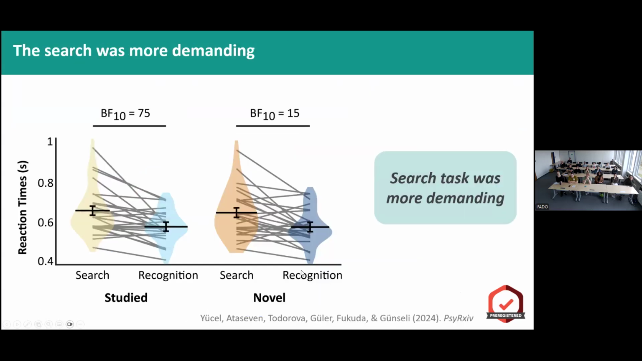All right, so first, the behavioral results. Here you can find the reaction time findings. Accuracy was basically at the ceiling, so I'm not showing that. For reaction time, for both studied and novel items, the reaction time was higher in the search task compared to the recognition task. I'm not sure if you're familiar with Bayes factors, but basically larger than 10 means strong effect. And in this case, we have a strong effect for both. Search is slower than recognition, regardless of the item being studied. This indicates that the search task had greater demands on the participants.